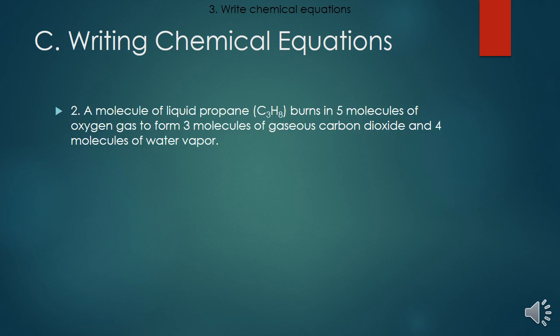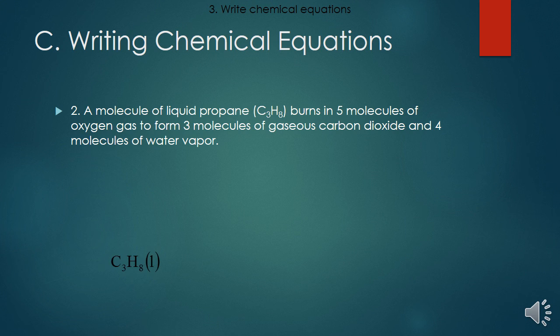Another example. We're told a molecule of liquid propane, and notice here you're given the formula, because at this point we probably haven't learned the nomenclature for this; it's actually an organic compound. So I'm just telling you here it's C3H8. It burns in 5 molecules of oxygen gas to form 3 molecules of gaseous carbon dioxide and 4 molecules of water vapor. So here we have 2 reactants like we did before.